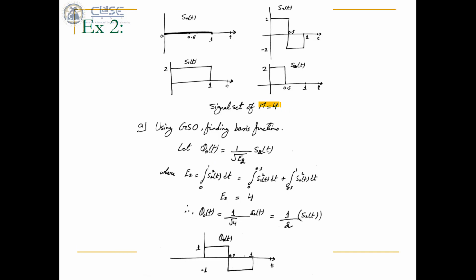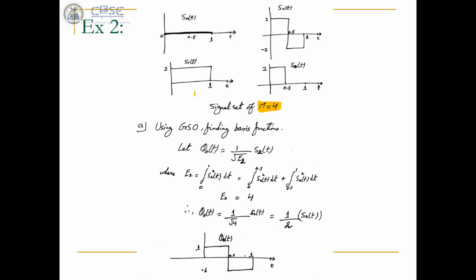M is equivalent to capital 4 means you have four possible signal types here: S0 of t, S1 of t, S2 of t, and S3 of t. All these four signals are different than each other. Assume the transmitter has these four possible digital signals that could have been sent at one symbol time period from the transmitter end to the receiver end, right?